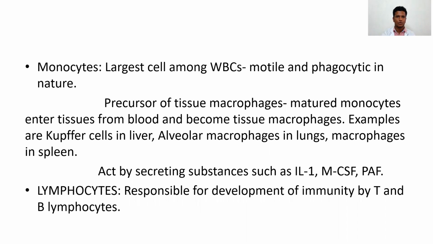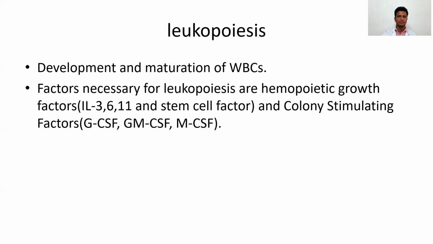and PGs. Monocytes are the largest cells among WBCs, motile and phagocytic in nature, and precursors of tissue macrophages. Mature monocytes enter tissue from blood and become tissue macrophages. Examples are Kupffer cells in the liver, alveolar macrophages in the lungs, and macrophages in the spleen. They act by secreting substances such as interleukin 1, MCSF, and PAF. Lymphocytes are responsible for the development of immunity, by T and B lymphocytes.